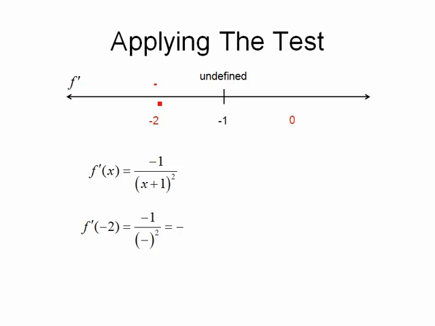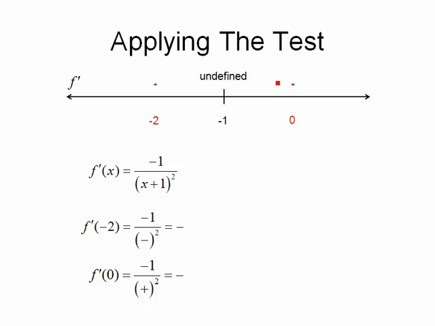When I test on the other side, I'm going to pick the value of 0 because it's easy to work with. And now I have to find f prime of 0. When I go ahead and put 0 into x plus 1 squared, it comes out to be positive again. Negative 1 divided by positive is going to be negative, so that means that we get a negative on the right-hand side of the critical number.